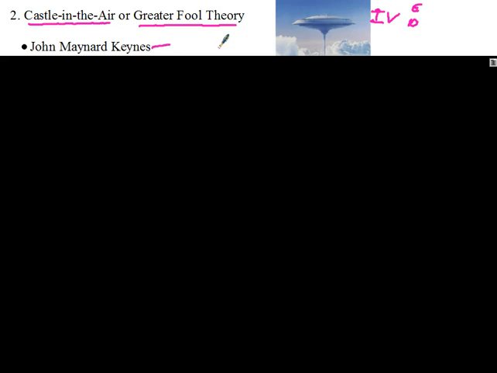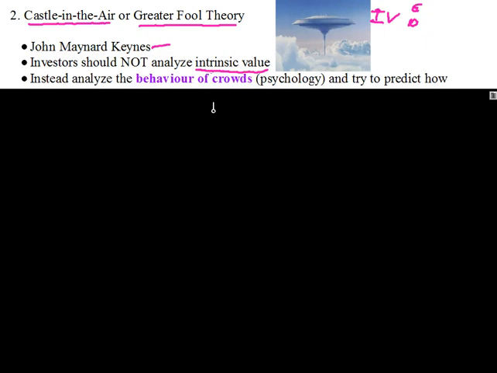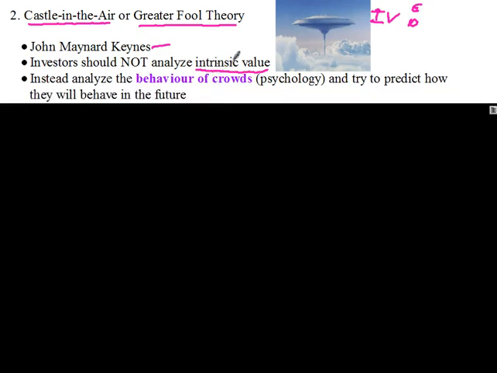So John Maynard Keynes, the great economist, whether you're a Keynesian or not, whether you agree with this guy or not, his argument was that we should not analyze intrinsic value. Intrinsic value is not where investors would be best spending their time. Instead, we should think about the behavior of crowds. Instead of trying to figure out who's going to have the best earnings and dividends and P/E ratio and P/D multiple and all that kind of stuff, we're just going to analyze the behavior of crowds.